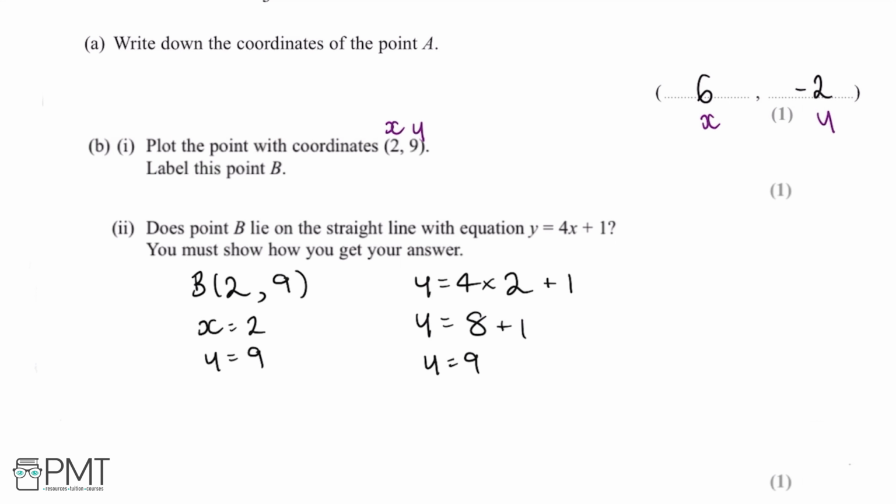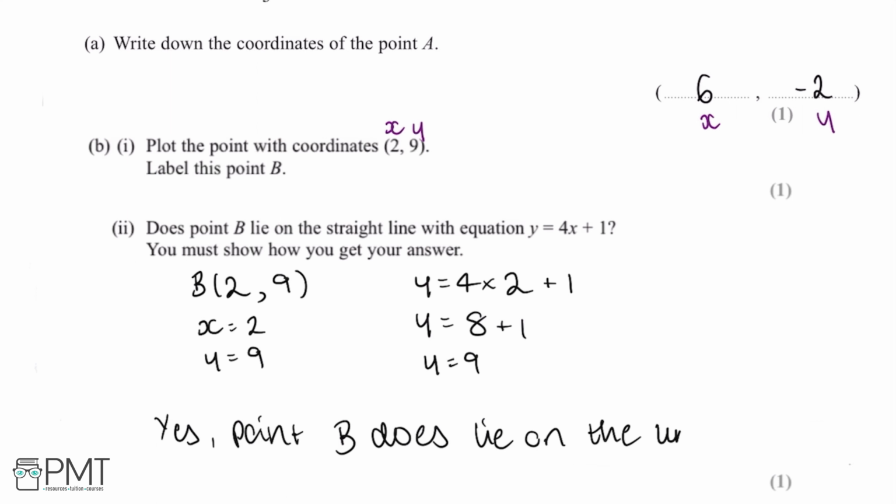Now we get our mark from subbing in this value here. However, it's always good to write a summary statement just to conclude our answer. So all we need to write is a summary statement saying yes, point B does lie on the line with equation y equals 4x plus 1.